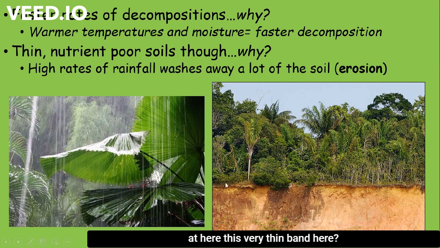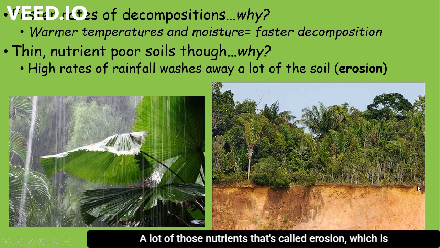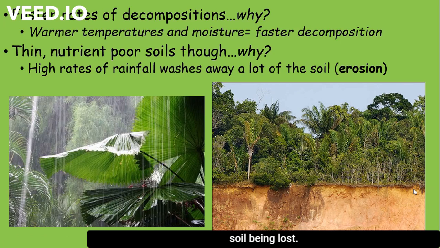So looking at here, this very thin band here, that's the actual topsoil where plants are growing into. So they don't really have a really thick layer of soil. There's so much rainfall that it washes away a lot of that soil, hence washing away a lot of those nutrients. That's called erosion, which is soil being lost.